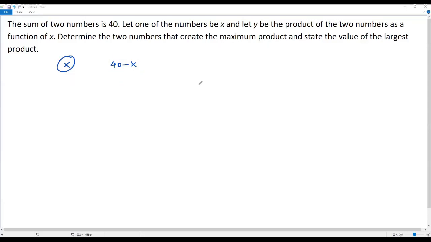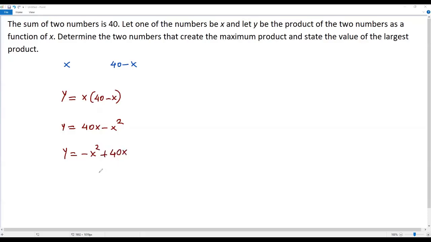The question also says y is the product of two numbers as a function of x. So y equals the product of the two numbers, that means x times 40 minus x. This is one number, this is the other number. The value of y has to be maximum. So let's distribute this x to 40 and negative x, and I get 40x minus x squared. Then y equals negative x squared plus 40x.